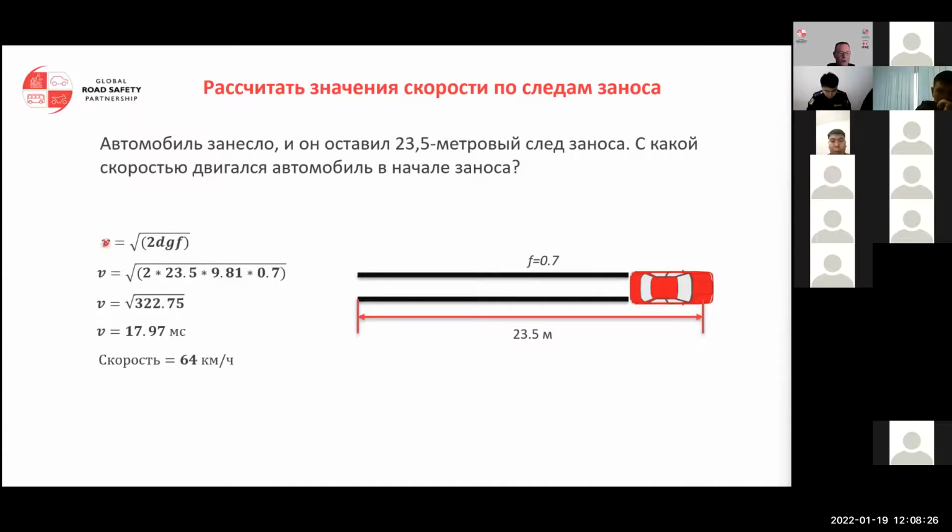If we have a look at the equation, V is the symbol for velocity. So we are calculating vehicle velocity, meters per second.